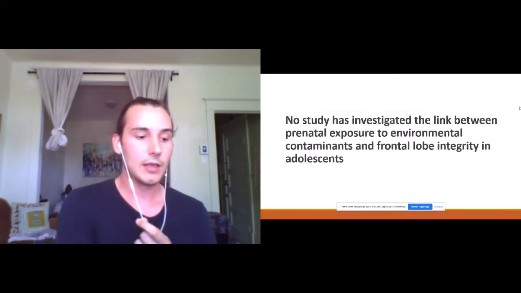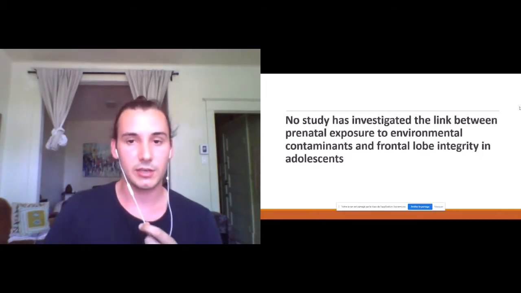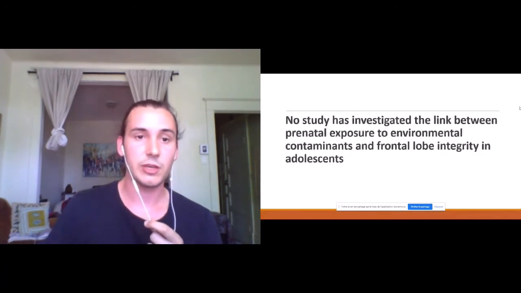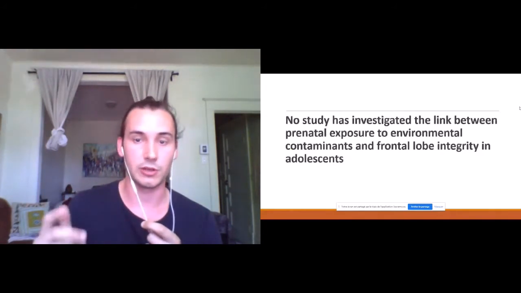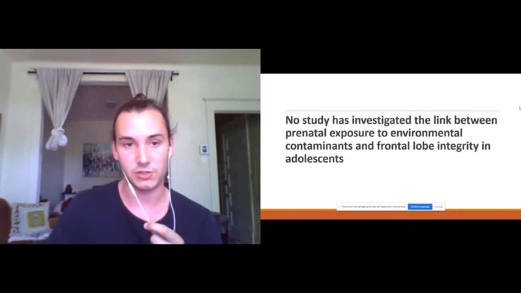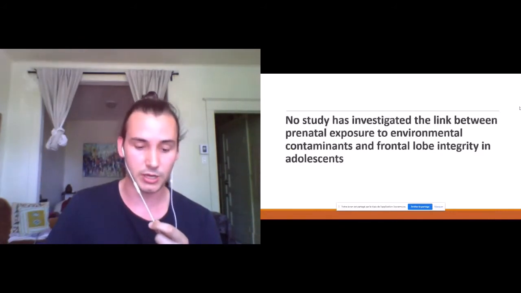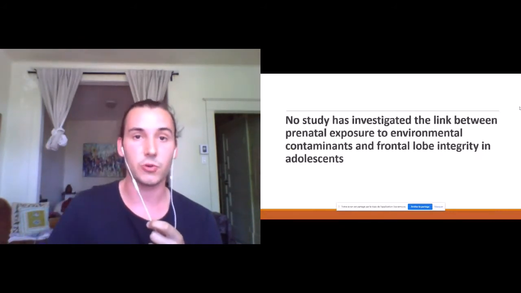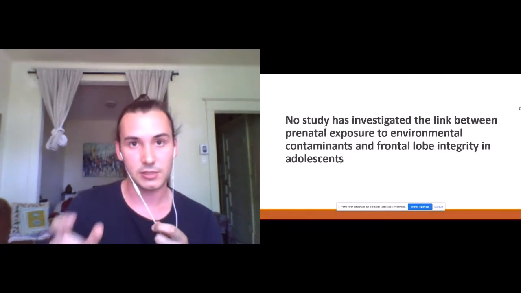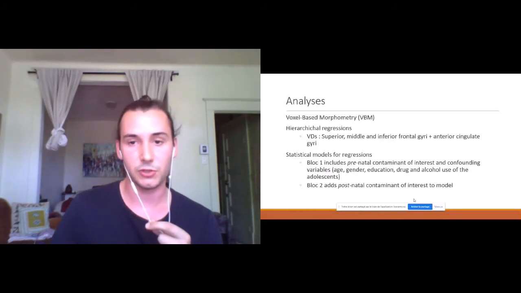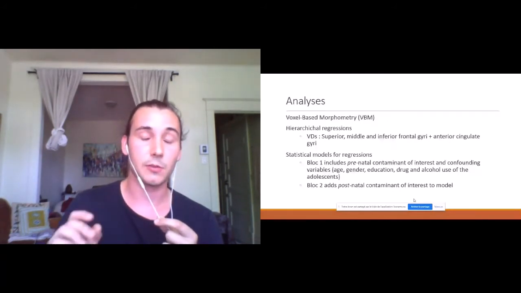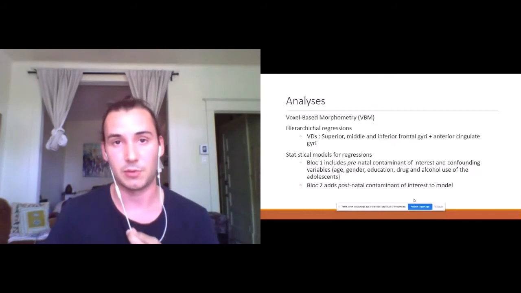For the analysis using the MRIs, we did some voxel-based morphometry, and we segmented some regions of interest, specifically the superior, middle, and inferior frontal gyri, as well as the anterior cingulate gyri, which we used to do some hierarchical regressions. The statistical model we built: in block 1, we included the prenatal contaminant of interest, as well as confounding variables, so age, gender, education, and drug and alcohol use of the adolescents. And in block 2, we added the postnatal contaminant of interest.